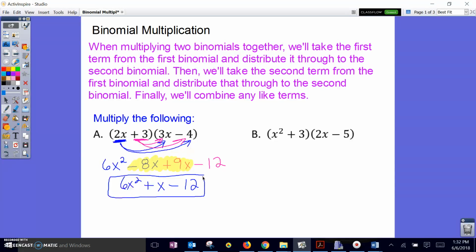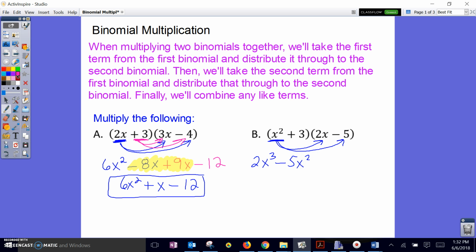All right, let's go ahead and do that in part B. We're going to do the same thing. I'm going to take the first term of the first binomial, and I'm going to distribute it through to both terms of the second binomial. So I've got x squared times 2x. It's going to give me 2x to the third. And I've got x squared times minus 5. It's going to give me minus 5x squared.